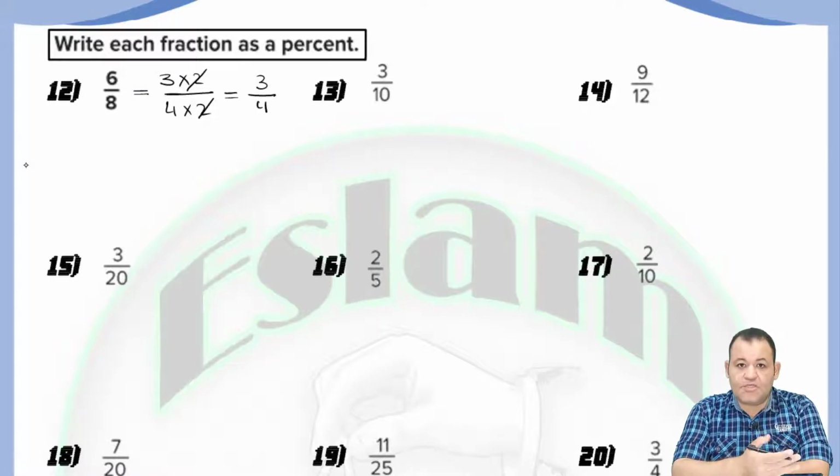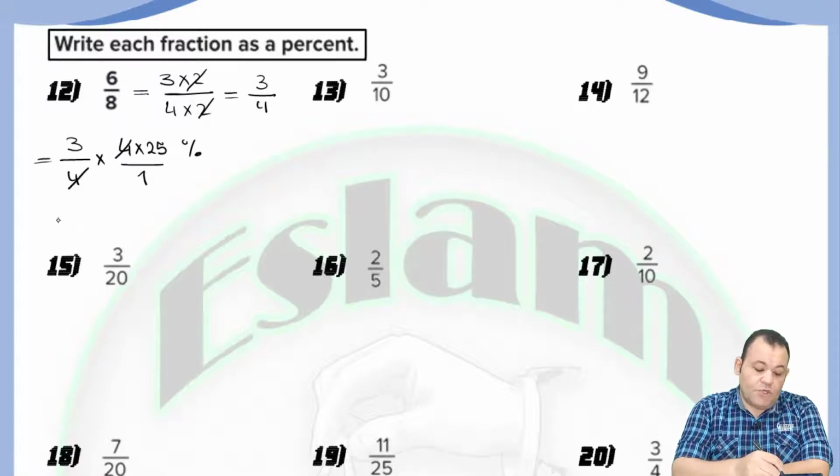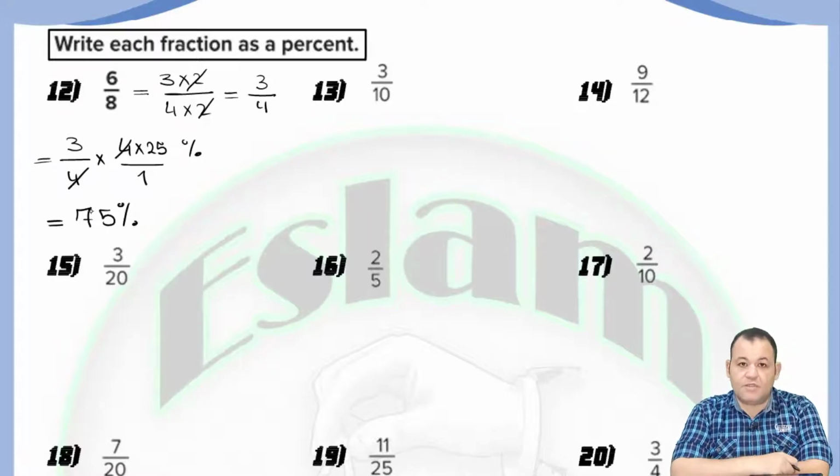To write it as a percent, you just need to multiply it by 100%. So we have here 3 over 4, and we just need to multiply it by 100%. 100 is equal to 4 multiplied by 25. Now we can cancel 4 and 4. So it will be equal to 3 times 25, which equals 75. So it will be equal to 75%.